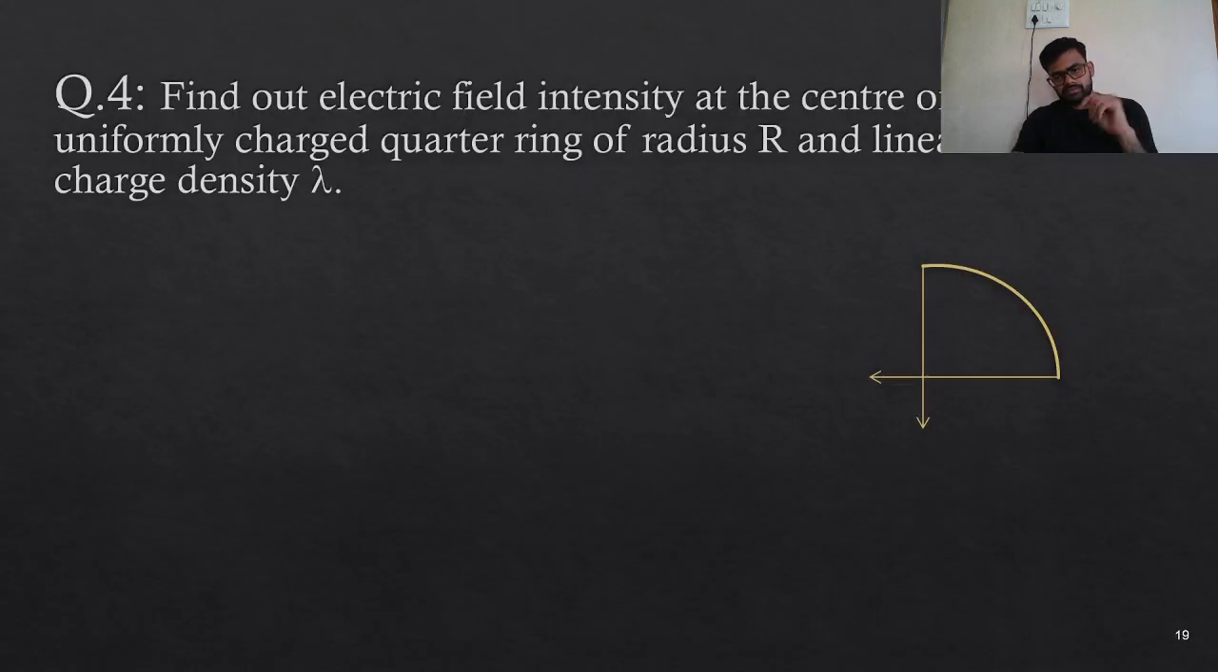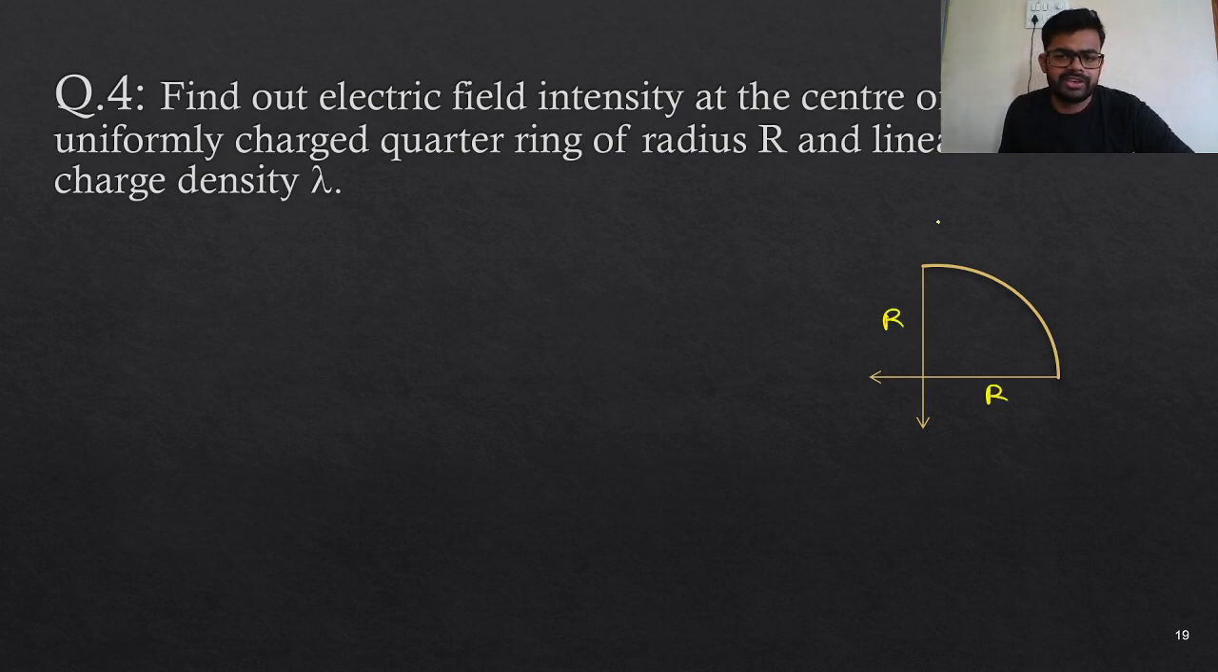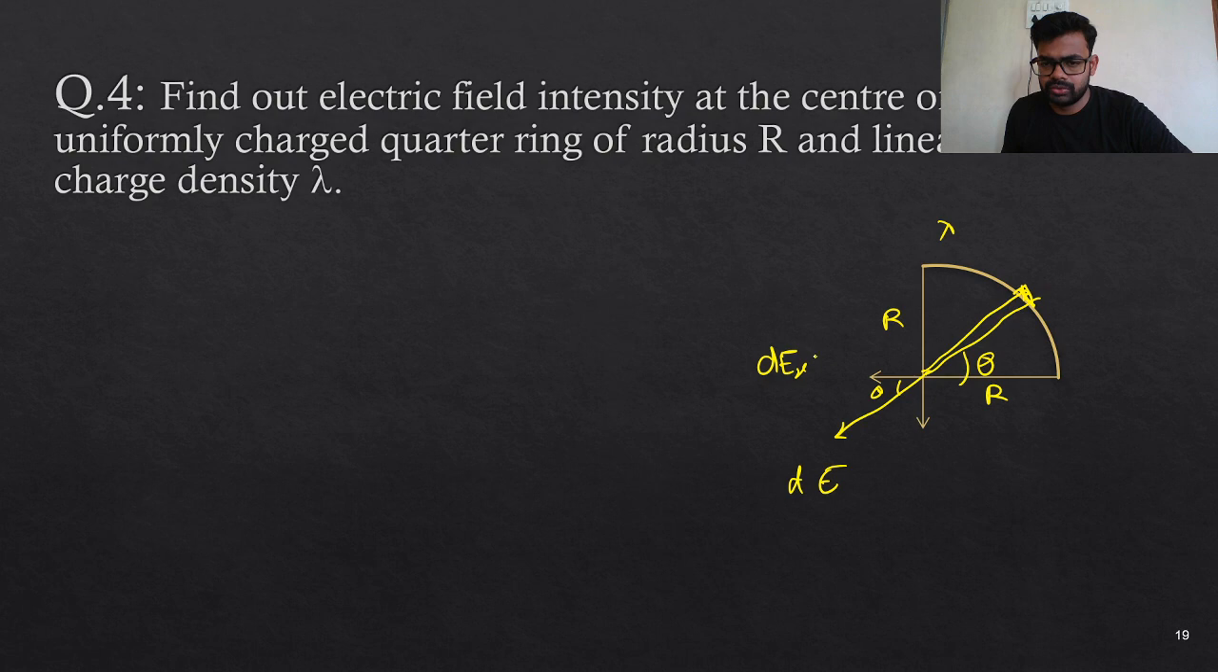Next, here again the same question but a little different. Let's say this is radius r and charge density lambda. Again the same thing, you will consider a small segment like this. This is angle theta, so the direction of dE will be like this. So here dEx is equal to dE cos theta, and dEy is equal to dE sin theta.